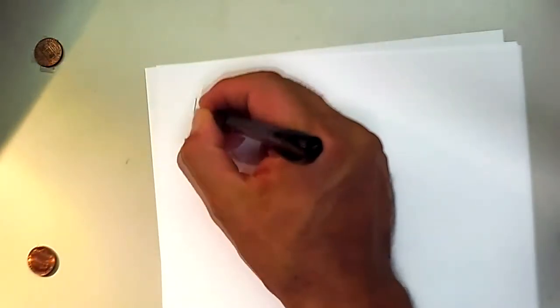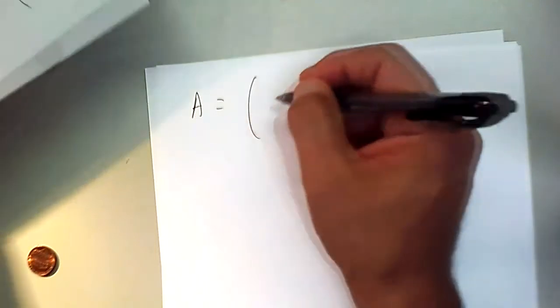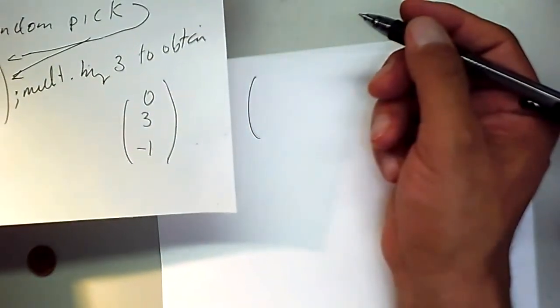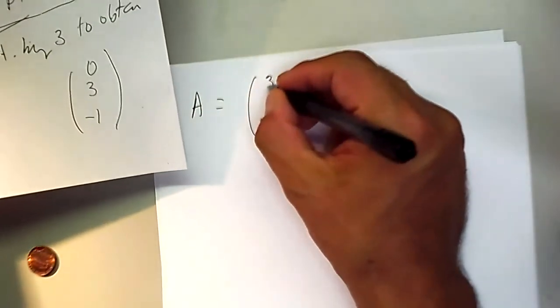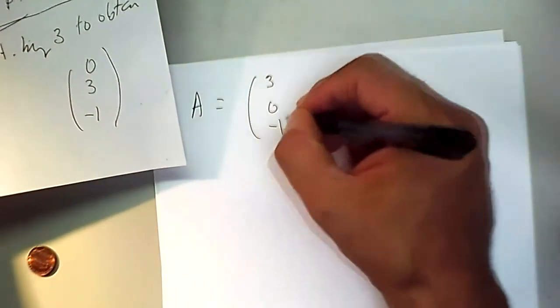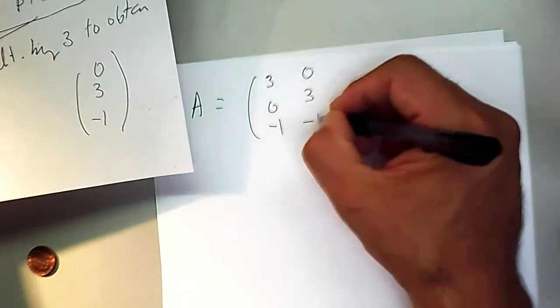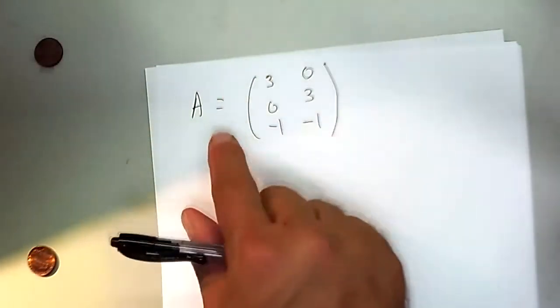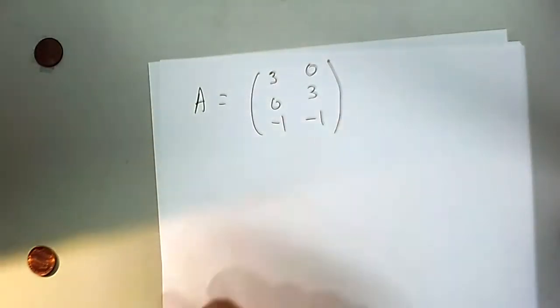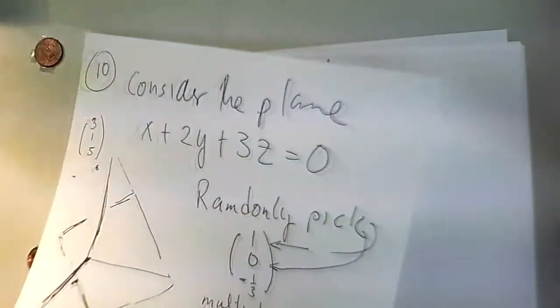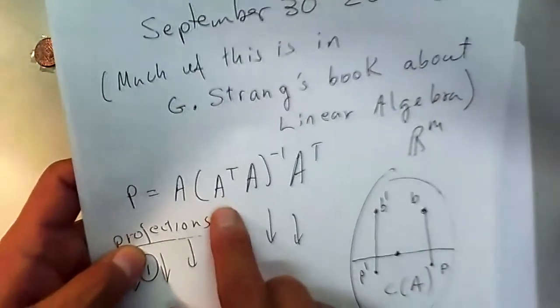So A will be, now I thought, what order should I use? And I don't think it matters. It shouldn't matter. So let's do 3, 0, -1 as a column, 0, 3, -1 as another column. Okay, so that's our matrix. And then we're going to go back and do this computation.